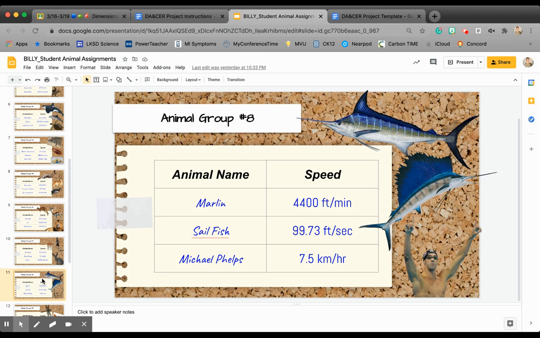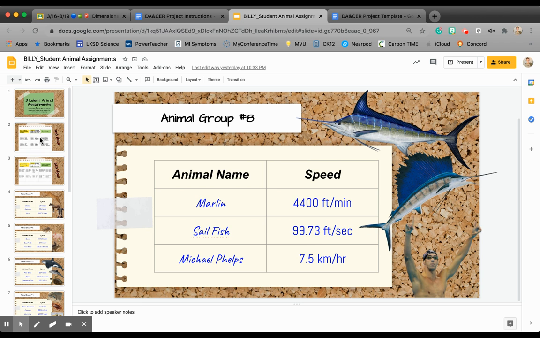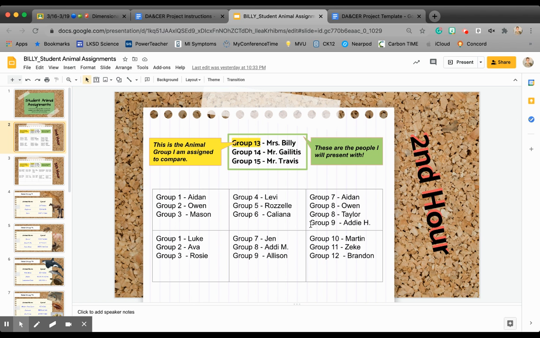Where is group 8? I think it's about here. So I would be in charge of the marlin, the sailfish, and then Michael Phelps. Okay, so that's how you read this.